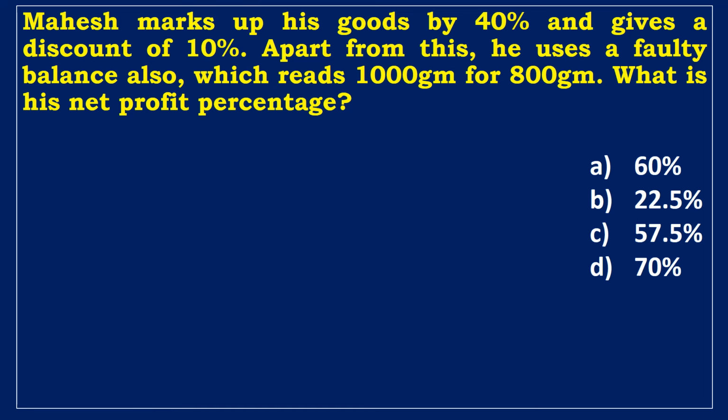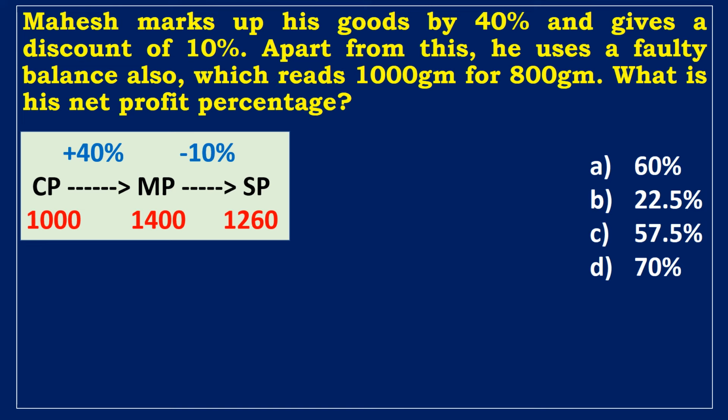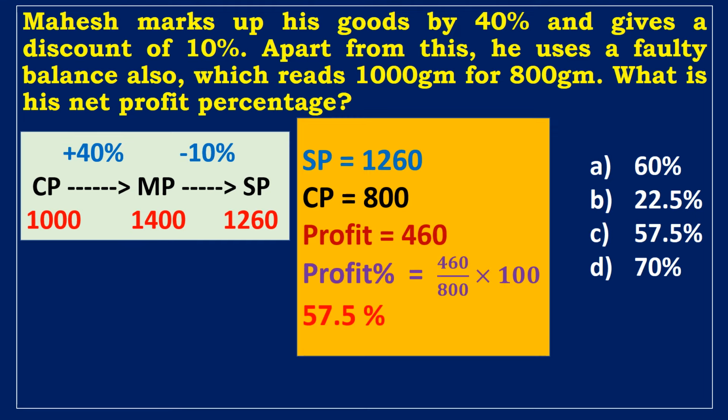Let us assume that CP is 1000. Mahesh marks up his goods by 40%, which is 1000 plus 40% of 1000. 1000 plus 400. In this case, marked price equals 1400. Mahesh gives a discount of 10%, which is 1400 minus 10% of 1400. 1400 minus 140 is 1260. The selling price is 1260.